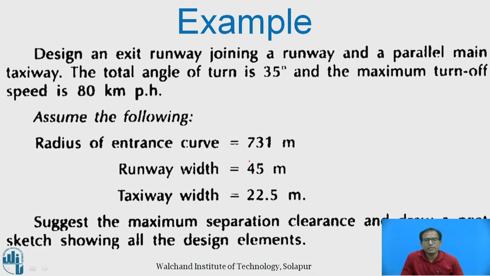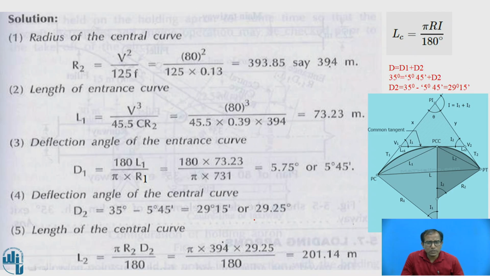So try to design the length of a taxiway, calculate all the parameters and draw the detailed diagram of the taxiway. The first step is the calculation of the radius of the central curve. We have two curves, the entrance curve and the central curve.